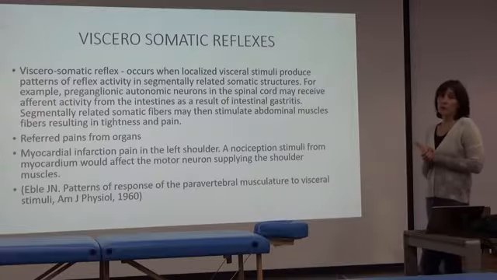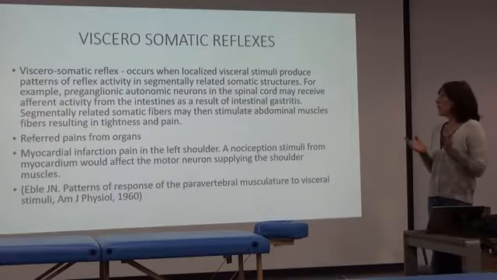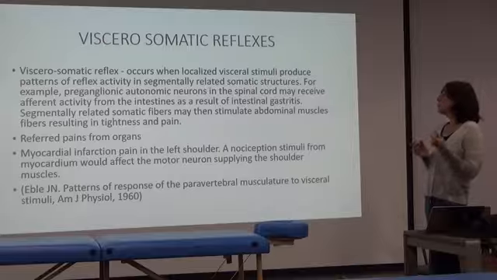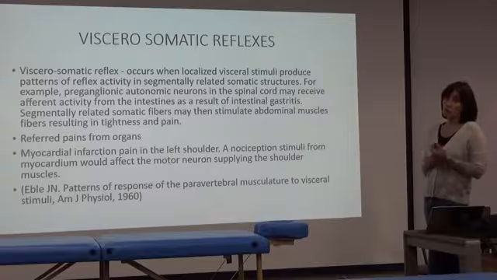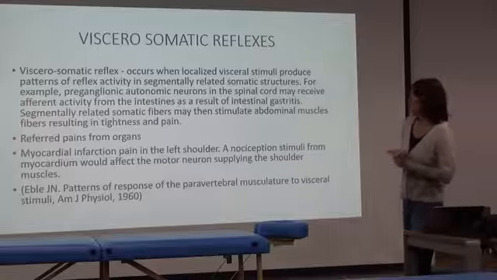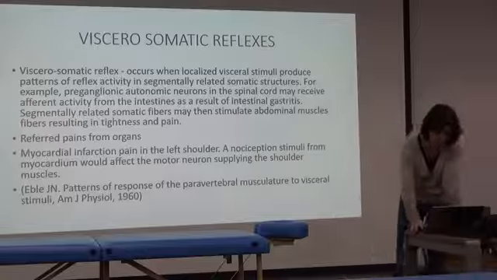Also, referred pain from organs, we can have myocardial infarction pain in the left shoulder. This nociceptive stimulus from the myocardium would affect the motor neuron which supplies the shoulder muscles. And of course we have many articles which described referred pain.